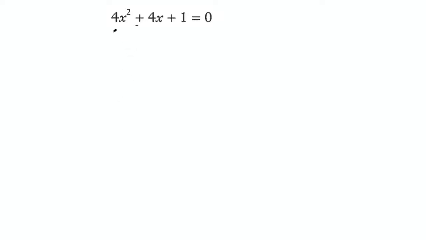Using completing the square, right? Let's start by factoring out the 4 here. Okay, and if I do that, I get this, right? Whoops, keep the 1 on the outside. Then the number in front of x is 1.